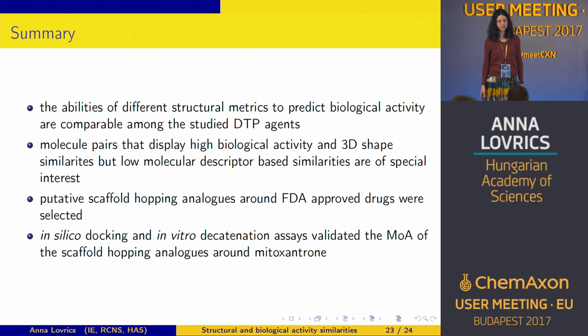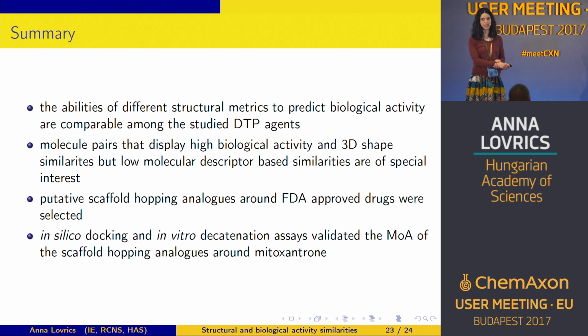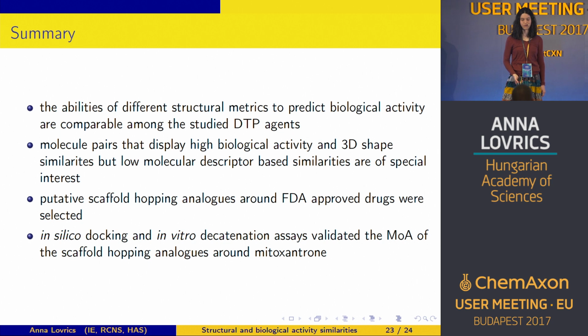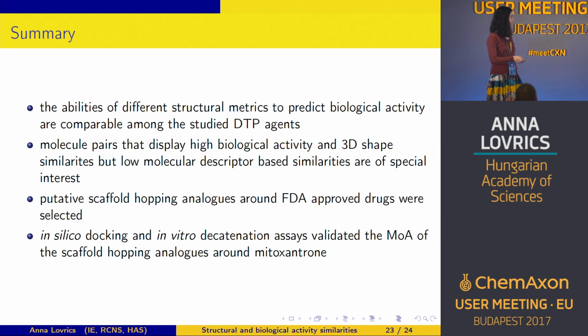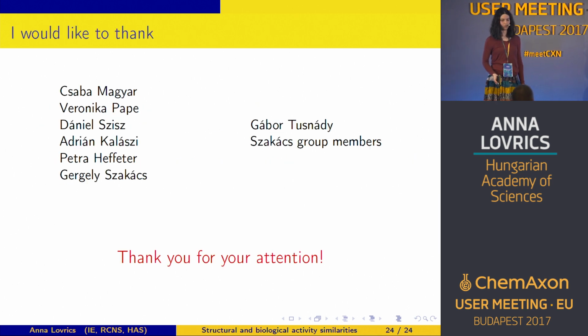So in summary, it looks like the abilities of the different structural metrics are similar among these DTP agents when predicting biological activity. And for us, those molecule pairs that displayed high biological activity and 3D shape-based similarity were of special interest. So we further looked at them and collected these putative scaffold hopping analogues around FDA-approved drugs. And specifically for mitoxantrone, the in silico docking and in vitro decatenation assays point in that direction, that the mechanism of action is similar for mitoxantrone and the scaffold hopping analogues.